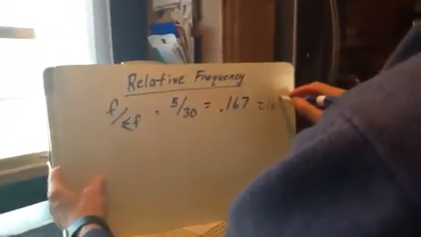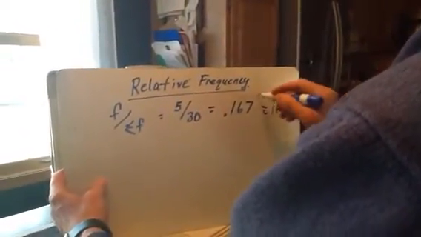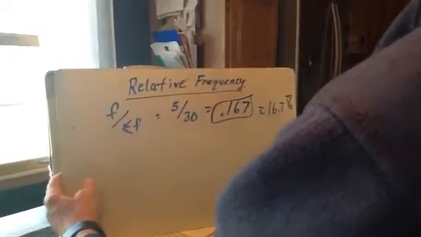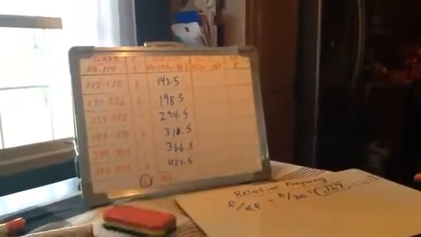Back in the old days, we would change it to a percentage, 16.7%, but right now we're just going to leave it as 3 decimal places. So around that third one, no big deal if you don't do that correctly.